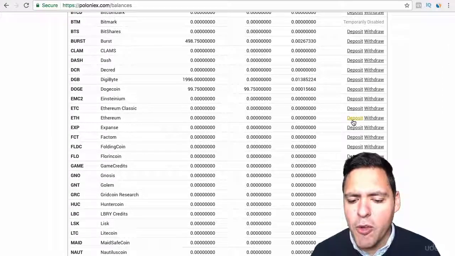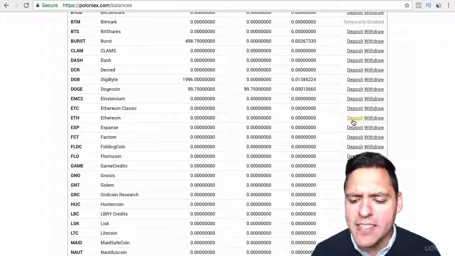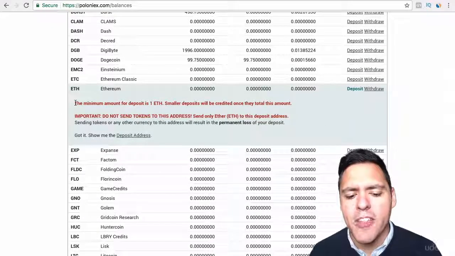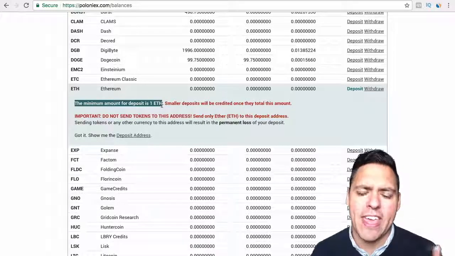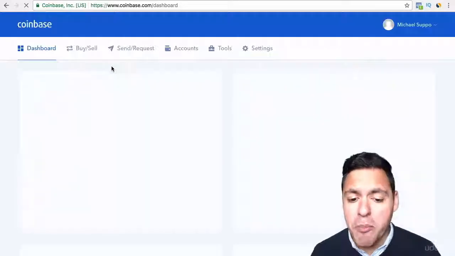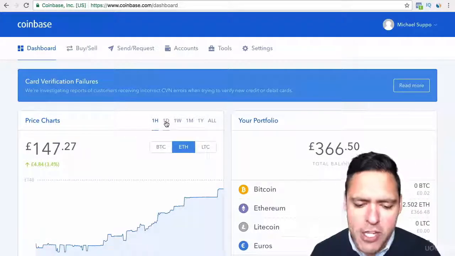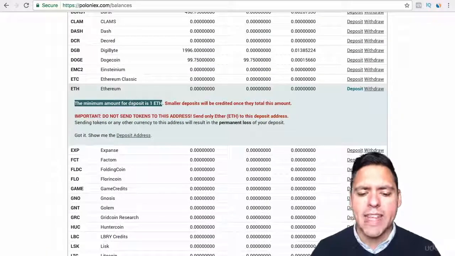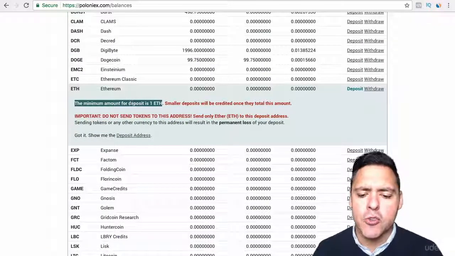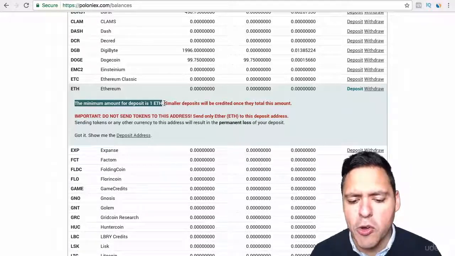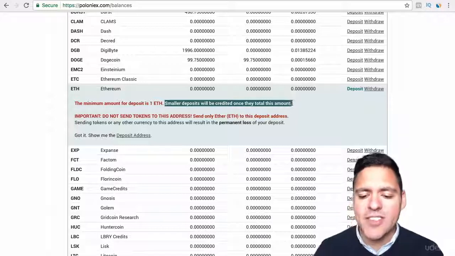If I wanted to deposit some Ethereum from Coinbase, I just go to deposit, and then it will give me this warning which says the minimum amount you need is 1 Ethereum. If we go back to Coinbase, you can see that the current price of 1 Ethereum, this will probably change by the time you see it, is £147 or about $180. So you would need to have spent $180 worth on Ethereum to transfer that Ethereum to Poloniex. It says smaller deposits will be credited once they total this amount.